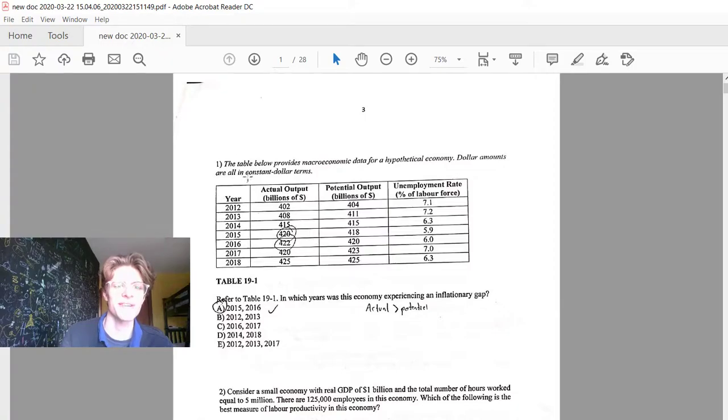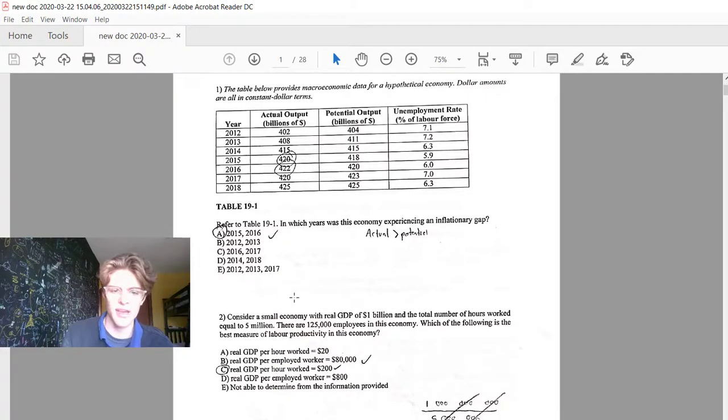So question 1 was just an output gap question. It said, in which years is it experiencing an inflationary gap? So I just wrote down what that means right here. It just means that actual is greater than potential, and then you just go through and find what years actual is greater than potential. That one's not too bad.